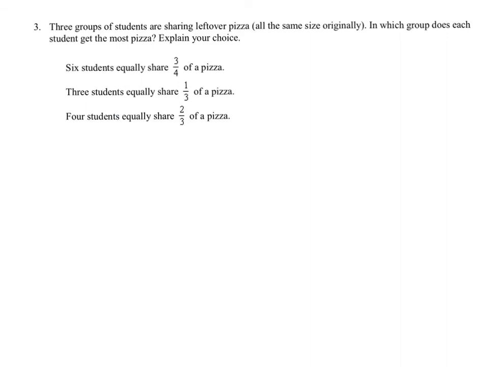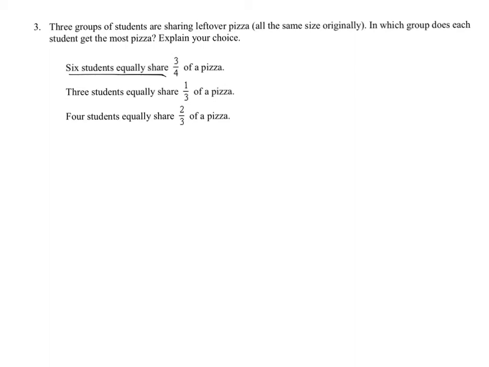Okay, in the next question, it says 3 groups of students are sharing leftover pizza. They all were the same original size. In which group does each student get the most pizza? Explain your choice. So this first one says 6 students equally share 3/4 of a pizza.